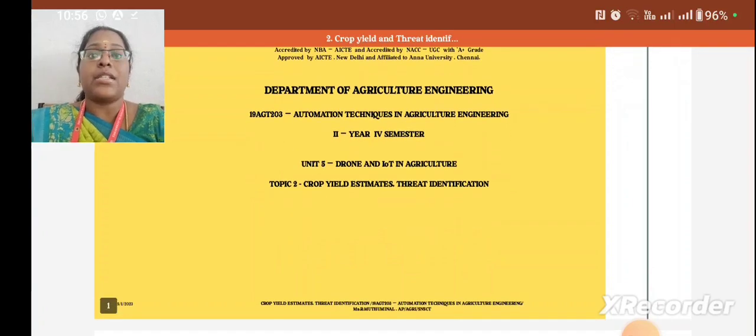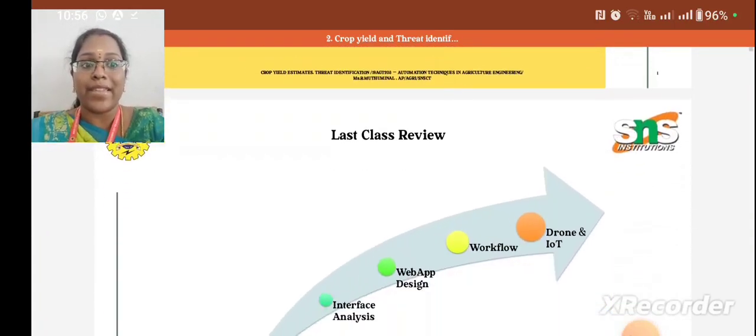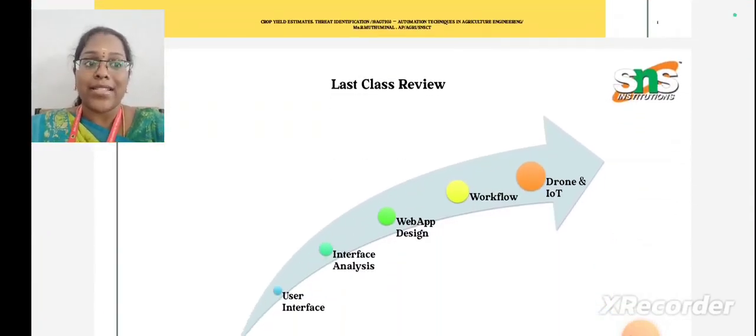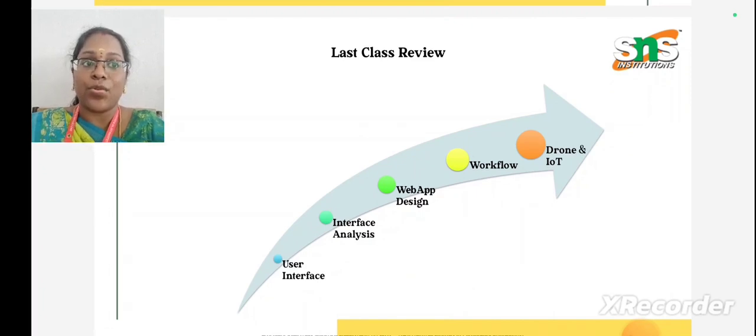Before going into the session, I'd like to have a small recap of yesterday's class, in which we saw something about drone and IoT and also the components that are involved in designing the drones and the specifications that have to be maintained while designing a drone.